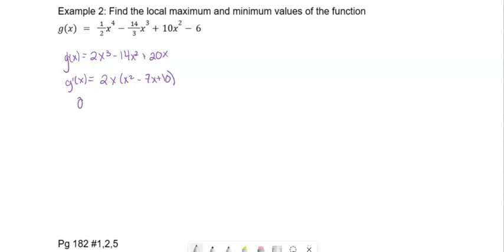Let's try another example. Okay, step 1, I'm going to take the derivative to find the critical numbers. So I'm going to have 4 over 2, which is 2x cubed minus 14x squared plus 20x. Now I'm going to factor to make my life easier. Set it equal to 0 to find where my critical numbers are.